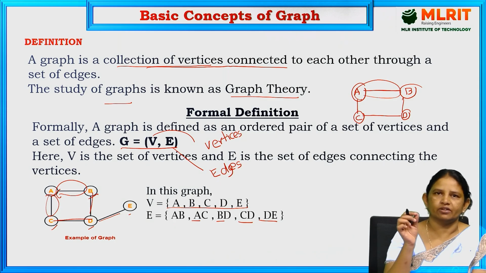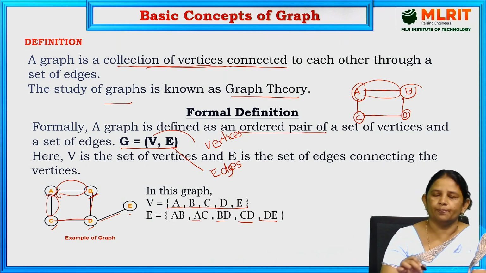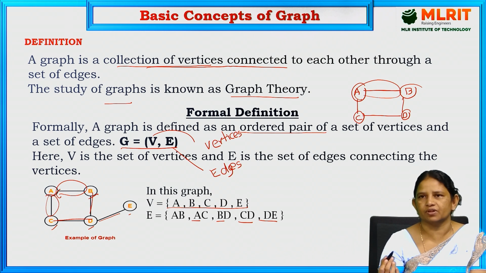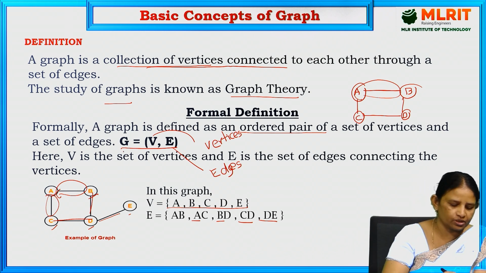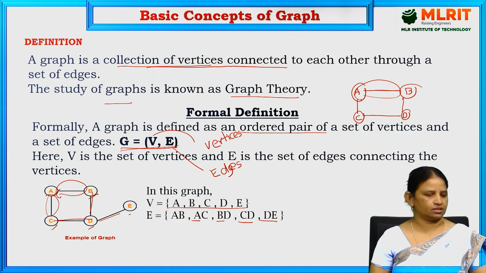So that is the definition of graph. A graph is an ordered pair of a set of vertices and a set of edges. That is denoted as G equal to (V, E), where V is the set of vertices and E is the set of edges.